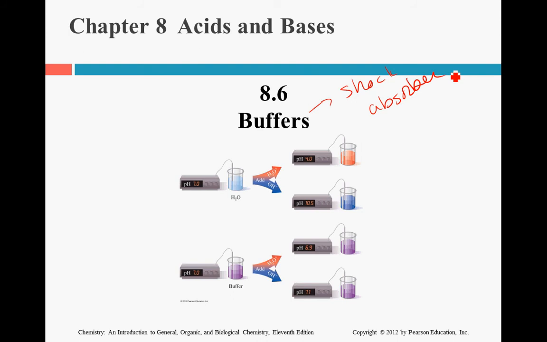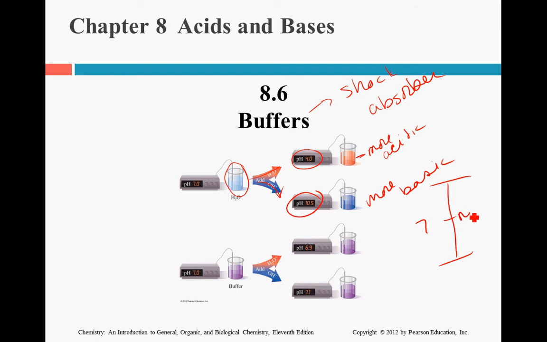For instance, in this solution, it's just pure water. If we add acid to it, the pH goes down, meaning it's becoming more acidic. Whereas if we add OH, the pH goes up, meaning it's more basic. Remember, with the pH scale, 7 is neutral, from 0 to 7 is acidic, and above 7 is basic.